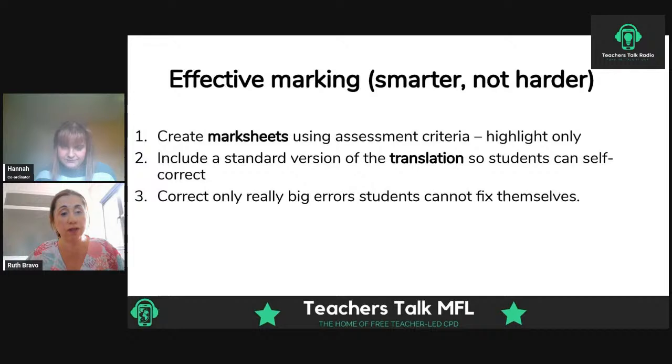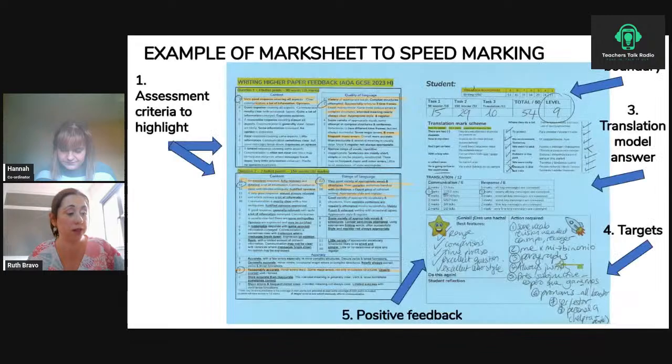We also use them for intervention and clinics. So the students come to us, the folder comes out, and we work on that folder. We work on a specific piece. Also, we only correct really, really big errors that we feel students cannot fix themselves.